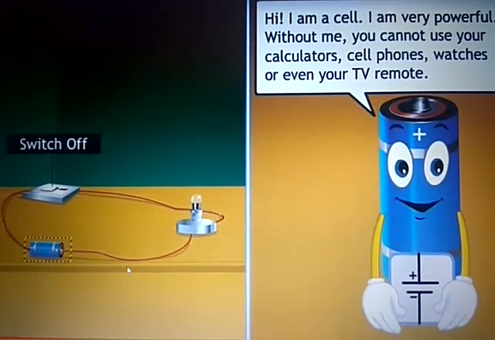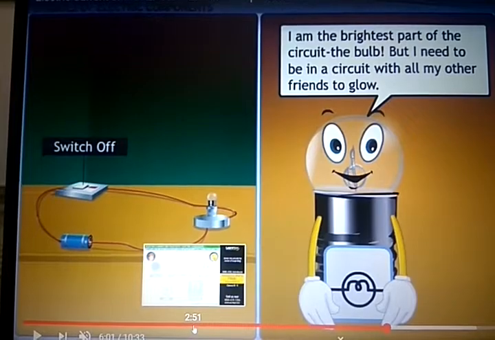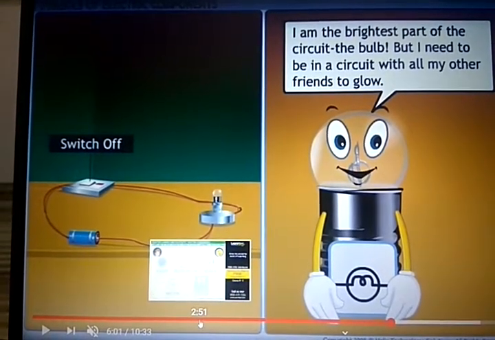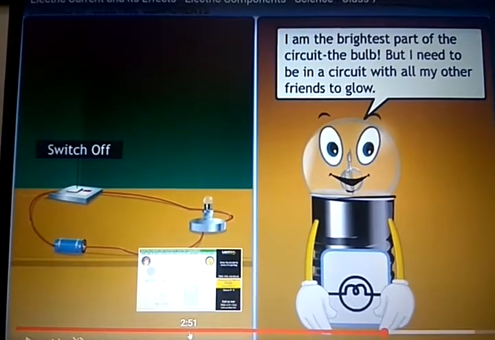Okay. This is the symbol of bulb. I am the brightest part of the circuit, the bulb, but I need to be in the circuit with all my other friends to glow. Correct? You see, bulb, that symbol is also given.